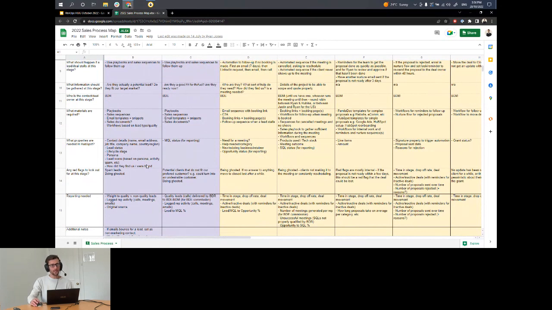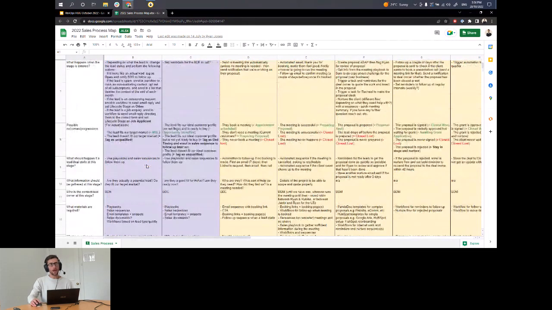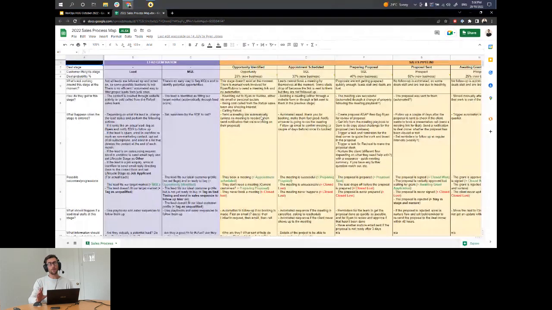So you can see that it covers, again, this is just an example. You don't have to follow this exact template. That's what we found worked for us. But you can see that it covers the whole customer journey.